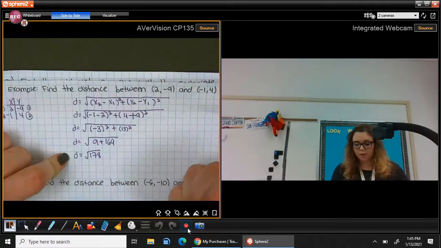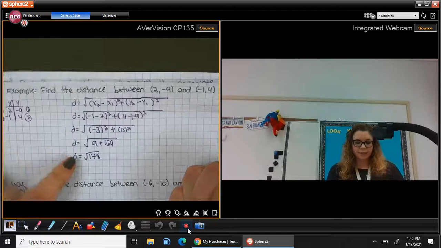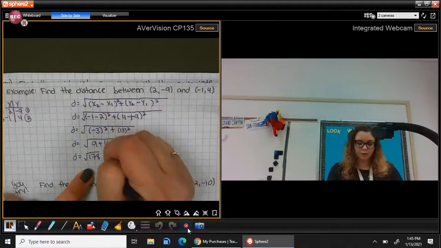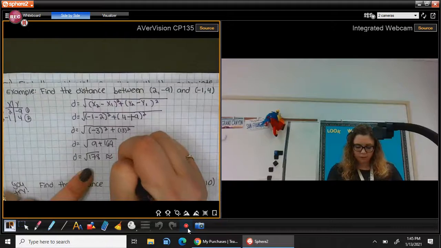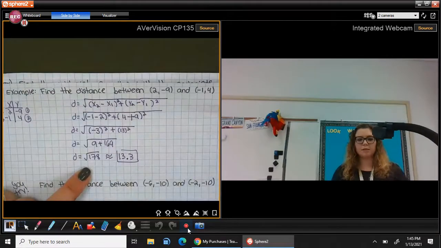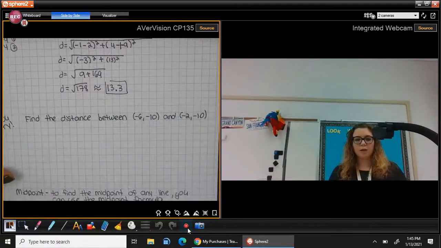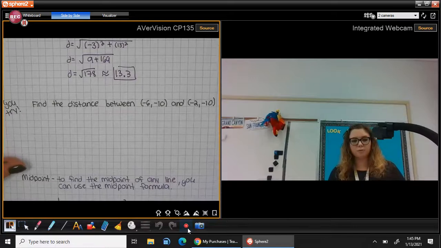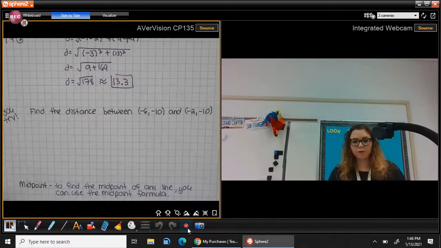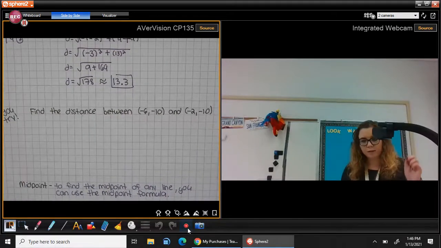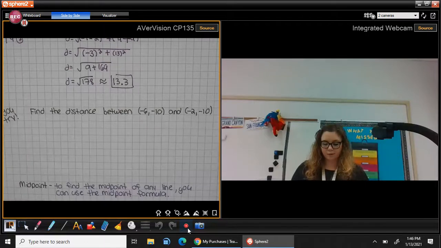If it wants me to leave it exact, that's going to be my answer. If it wants me to round, I'm going to round. And if I round it, it's going to be 13.3. And that's going to be my distance. So now I want you to try doing this next one on your own. And when you get done doing it, hit the play button to see the solution.